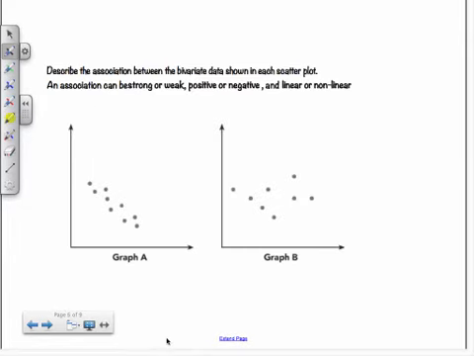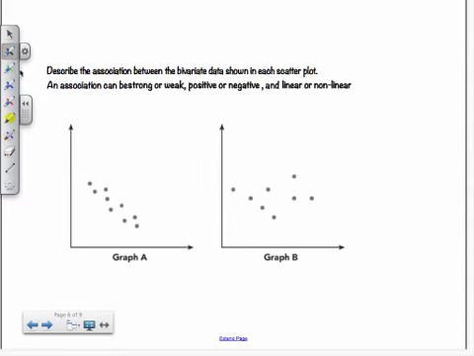All right, now if you look right here, these examples of these graphs right here are all scatter plots. And the reason why they're called scatter plots is because they're plots with scattered dots on them. So describe the association between the bivariate data. It's bivariate because you have an x variable and you have a y variable. An association can be strong or weak, positive or negative, and linear or nonlinear.